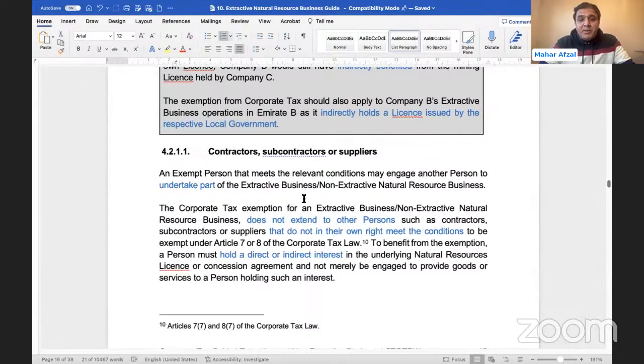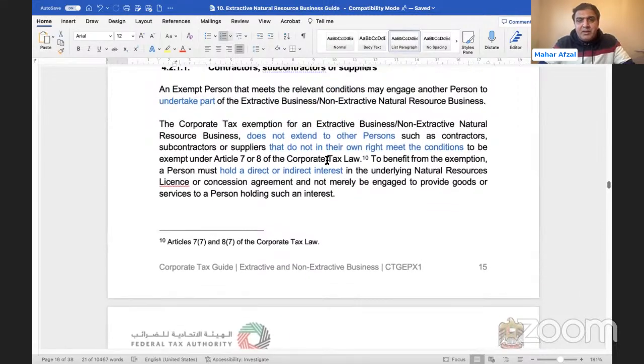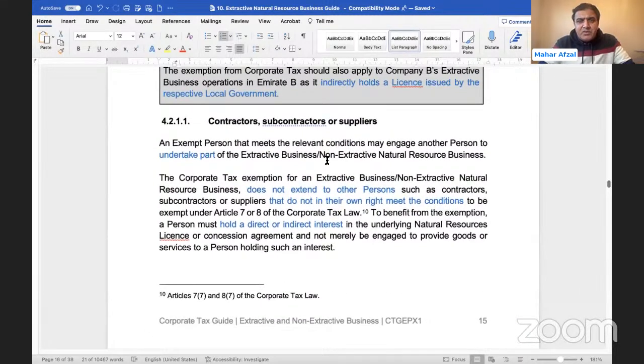So it will not be applicable on the contractor, subcontractor, and the supplier, because they do not have their own right to meet the condition. They're not meeting the condition. They are not direct beneficiaries from the extraction of the natural resources. They don't have any direct or indirect interest. So it will be assumed that they are not the businesses which are involved in the extraction or non-extractive natural resource businesses.